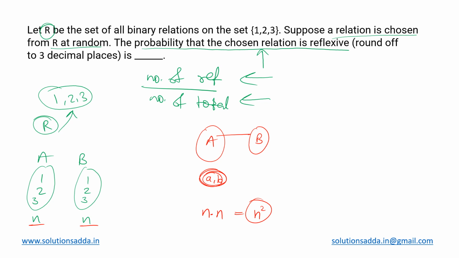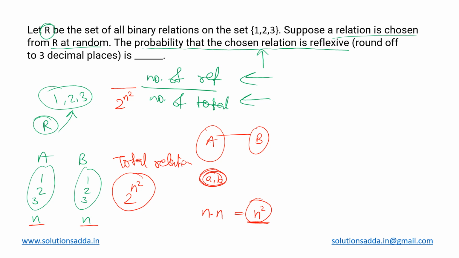So there are n square possible pairs of elements, and for every such pair we may or we may not include it in a relation, which means every pair has two choices, take or not take, and this is what gives us the total number of relations as 2 raised to the power n squared. This is the total number of relations that will be there in R, which means we have found the denominator to be 2 raised to n squared. And now coming to the numerator part, that is the number of reflexive relations.